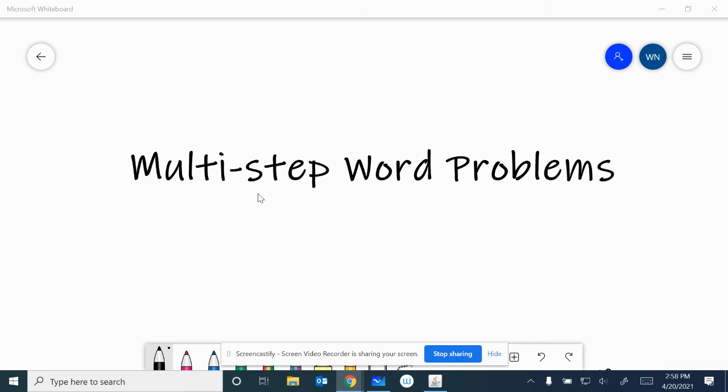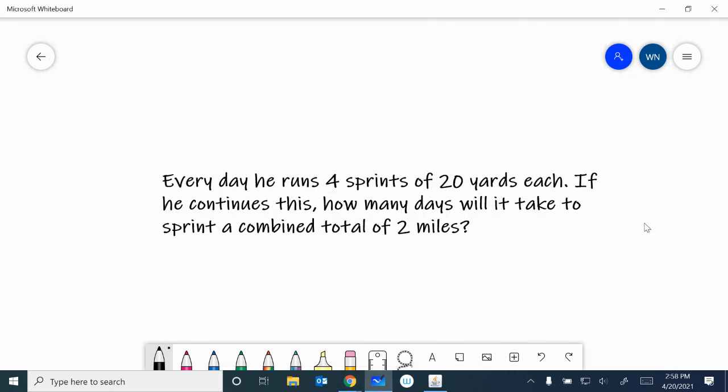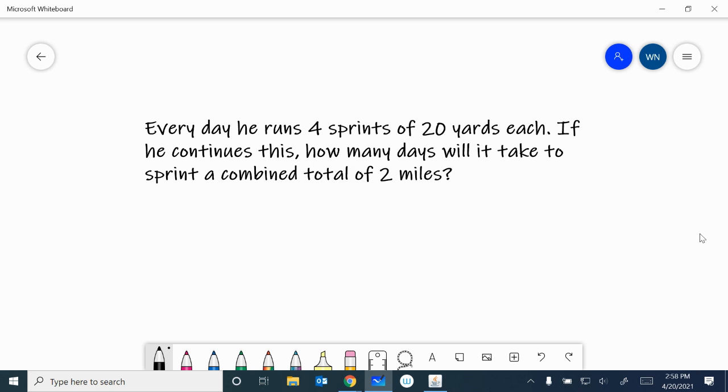Going to be working on some multi-step word problems that require customary unit conversions. We are going to be using length, weight, and capacity, so make sure you have your tables out if you want them. Every day he runs 4 sprints of 20 yards each. If he continues this, how many days will it take him to sprint a combined total of 2 miles?